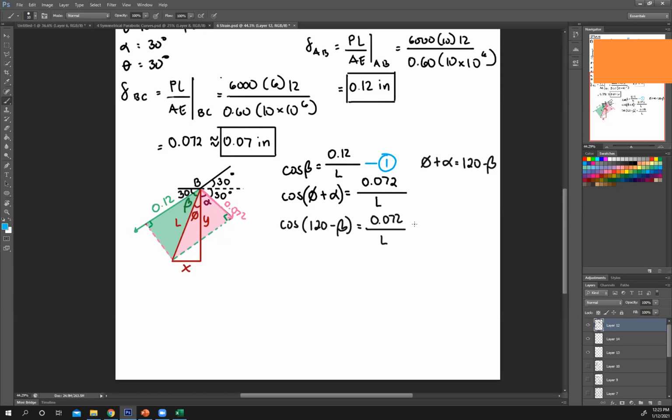So two equations, two unknowns. You can solve. I can solve for beta and L using these equations. So please solve what's beta and L.